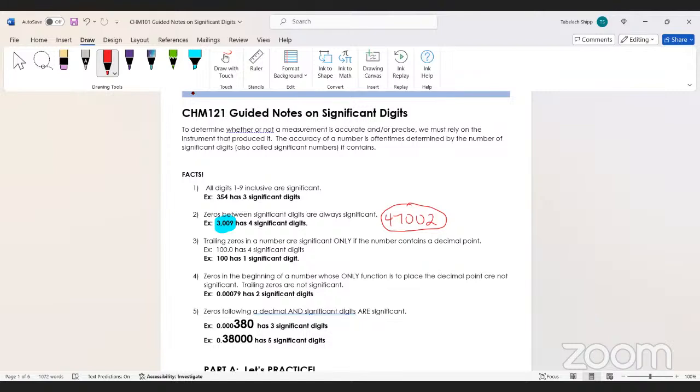Again, if the zeros are sandwiched in between other significant numbers, that's where you would make sure that you keep that in mind. Now, here is the catch though. Statement number 3 says trailing zeros in a number are significant only if the number contains a decimal point. So that's something else you have to keep in mind.